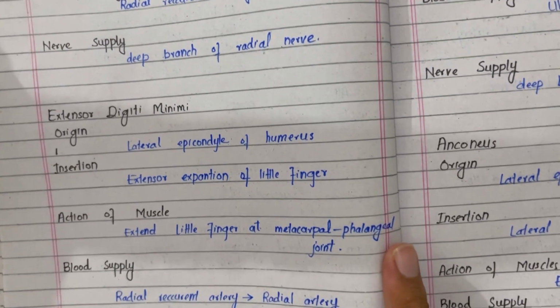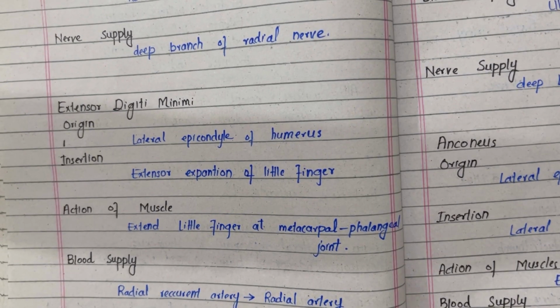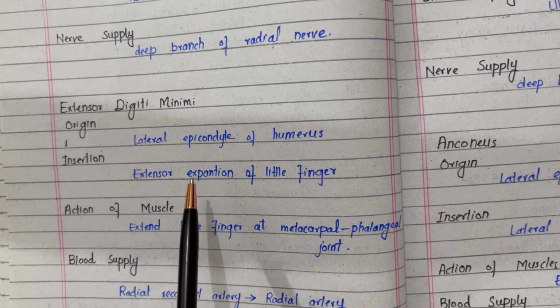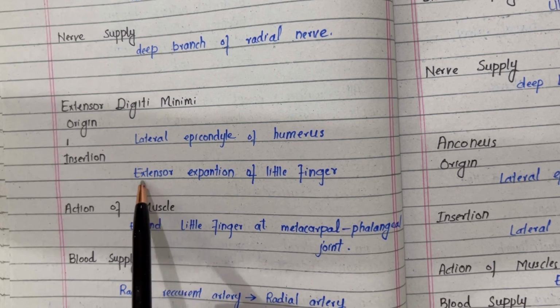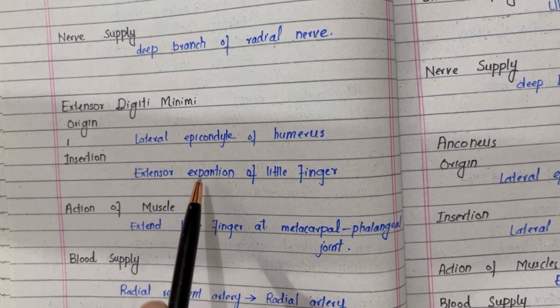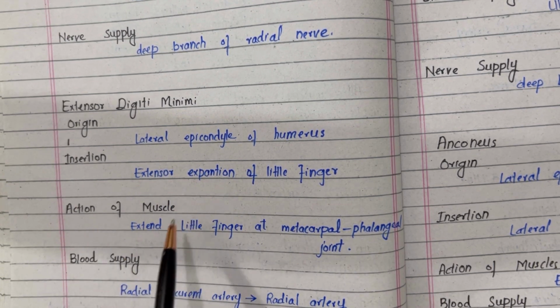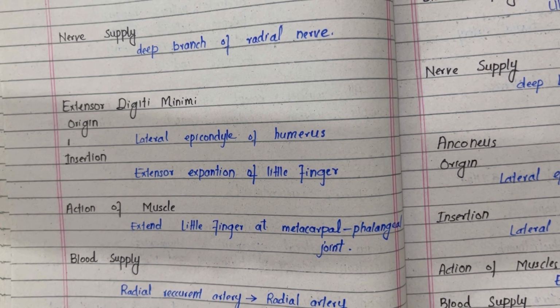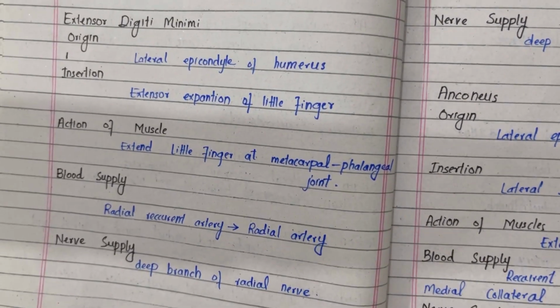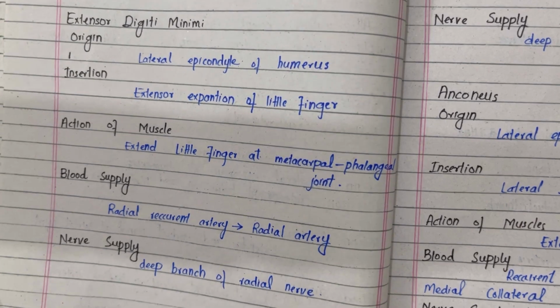Now student, as we have discussed the anatomy of the extensor digiti minimi muscle, here we will overview this muscle. It originates from the lateral epicondyle of the humerus bone and inserts into the distal phalanges of the little finger. It plays an important role in the extension of the little finger, and it is supplied by the radial recurrent artery, and it is innervated by the deep branch of the radial nerve.